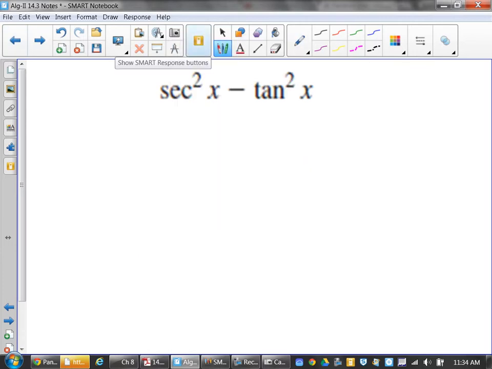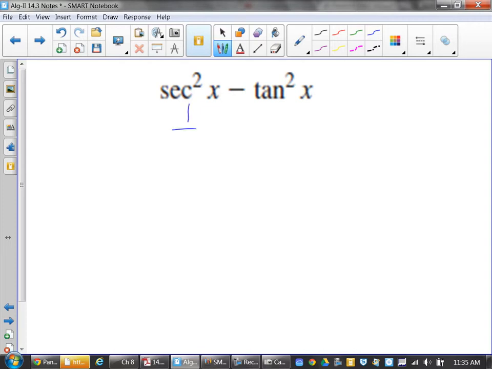Now we're back to our normal. Secant squared minus tangent squared. Now, when I see something like this, I've got squared terms and a subtraction symbol, but I don't have anything with a 1 in it. So I probably won't be using some Pythagorean identity here. But can't I rewrite secant squared and tangent squared in terms of sines and cosines? Yes. Secant squared is what?